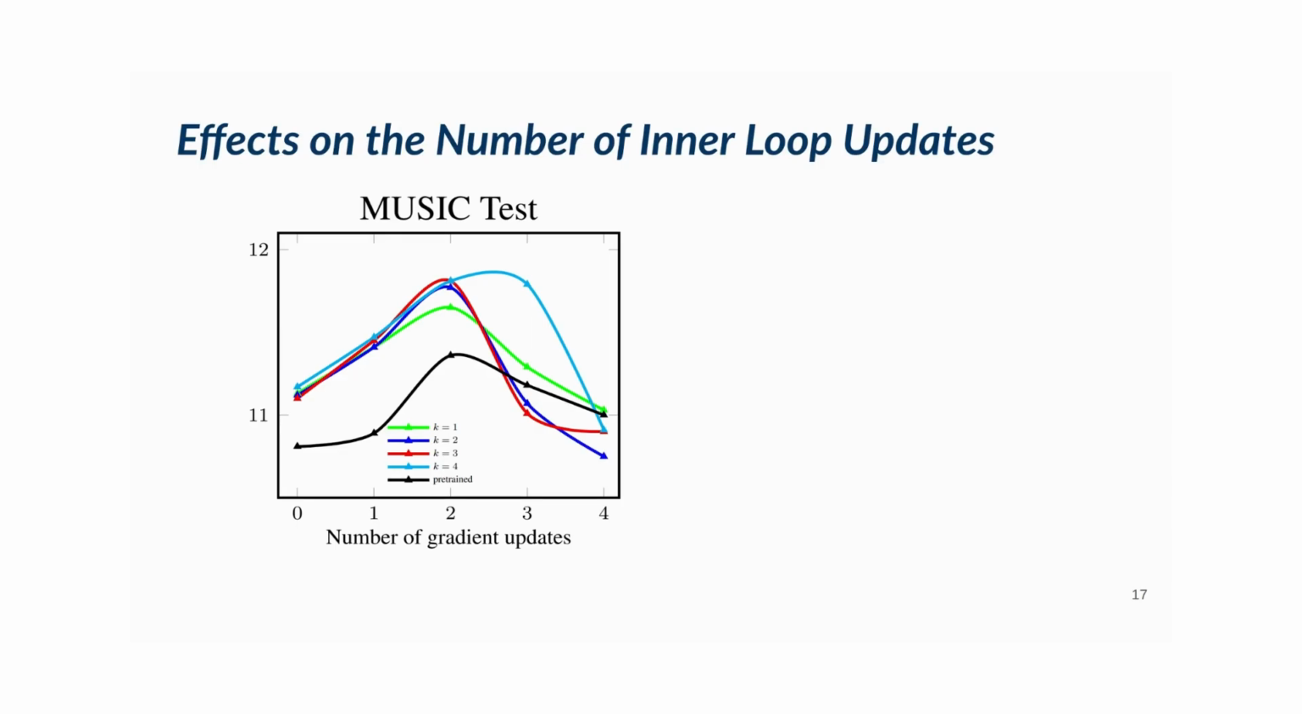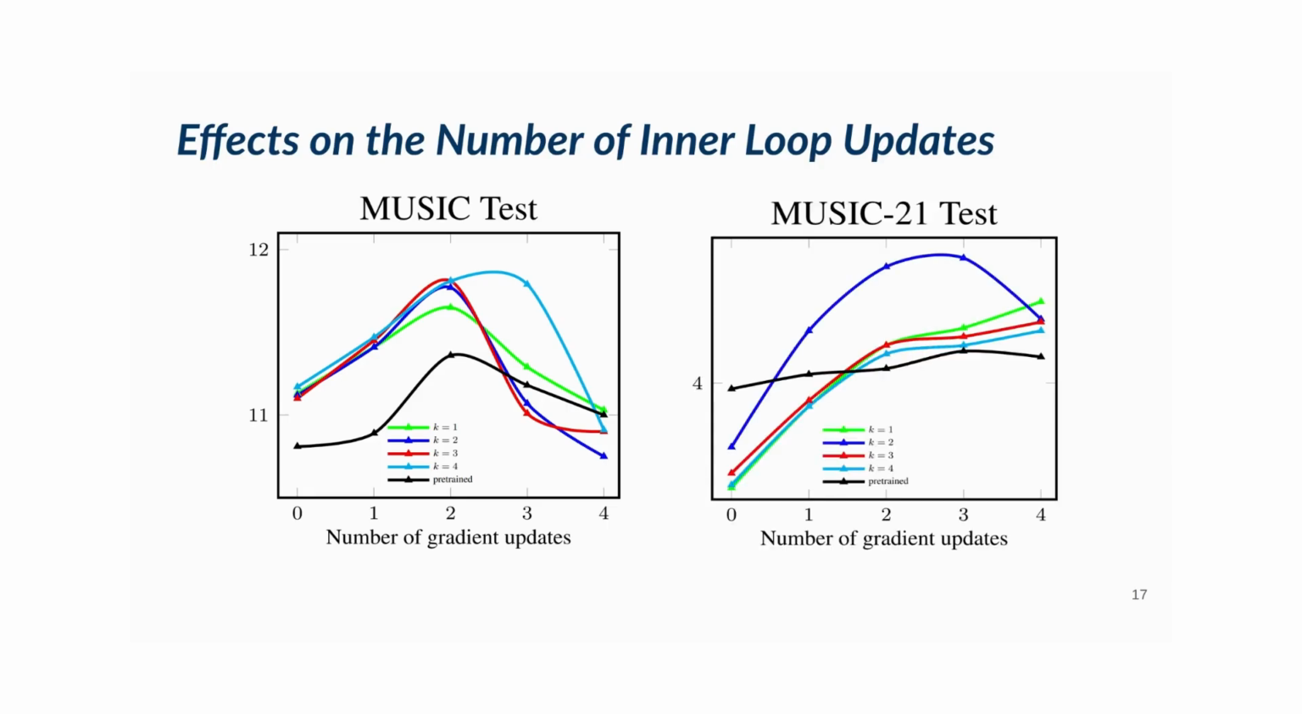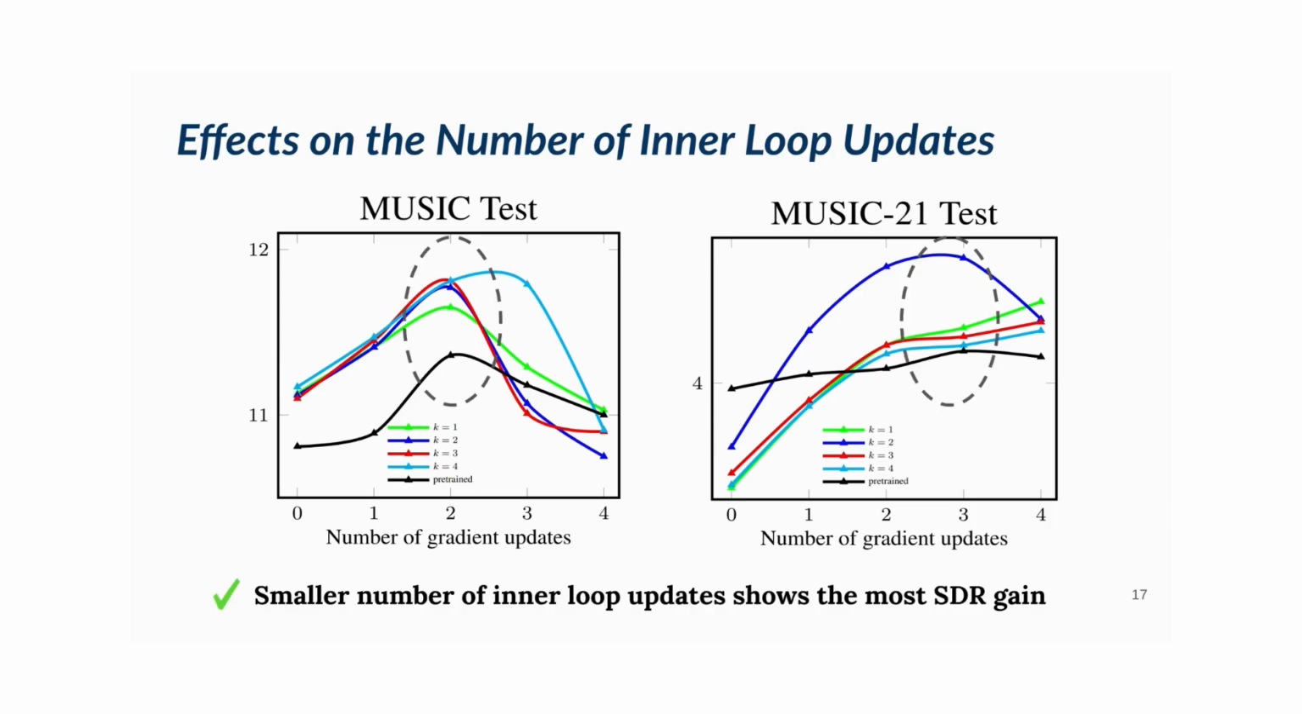Here we show the illustration of SDR after each gradient update for fully meta-trained models trained with different numbers of Ks, for example, K equal 1, 2, 3, 4, and the pretrained consistency model with no meta training on the music and Music 21 test sets. Interestingly, test time adaptation with a small number of inner loop updates shows the most SDR gain, while the separation performance is diminished with more gradient updates.